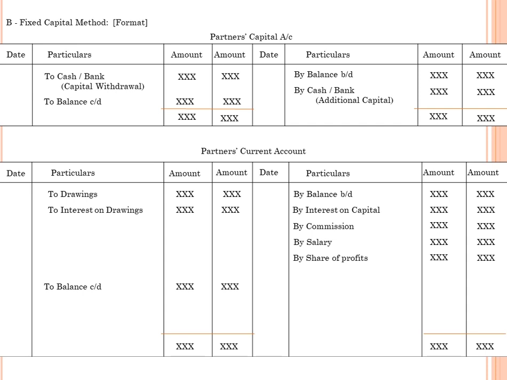Now we move on to the fluctuating capital method. In the fluctuating capital method, we maintain only one account. That account is called the partner's capital account. All the information we record in this partner's capital account. Here, same, we divide it into 8 columns: date, particulars, amount for the debit side, and for the credit side also date, particulars, amount.